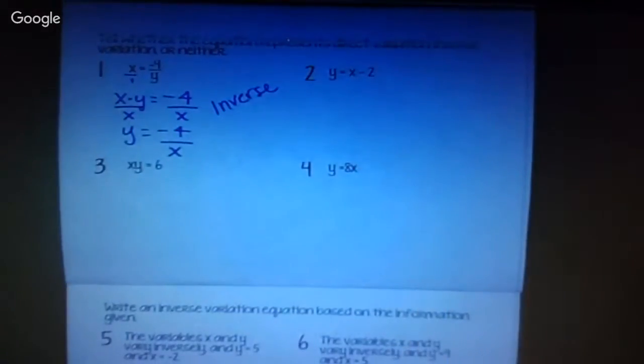Okay, this one's inverse. And we can't write yes anymore because we know about direct. So you have to tell me it's inverse, direct, or neither.